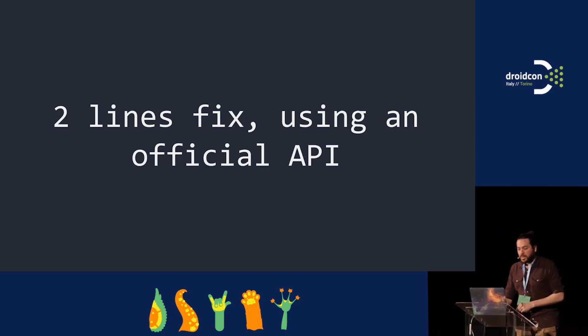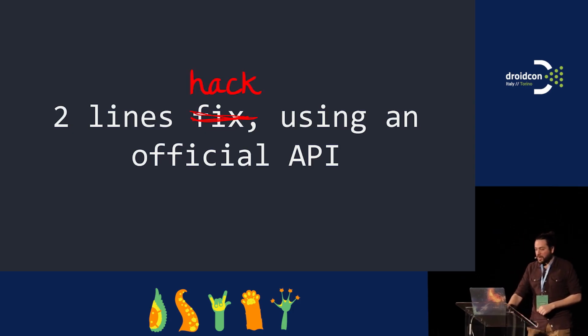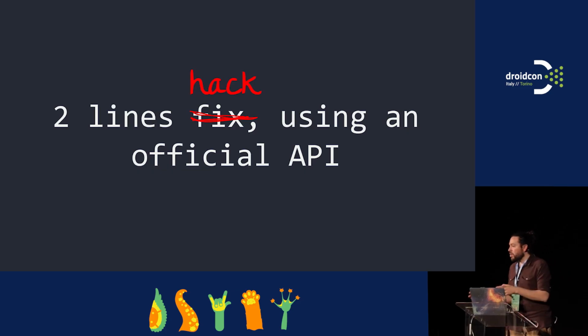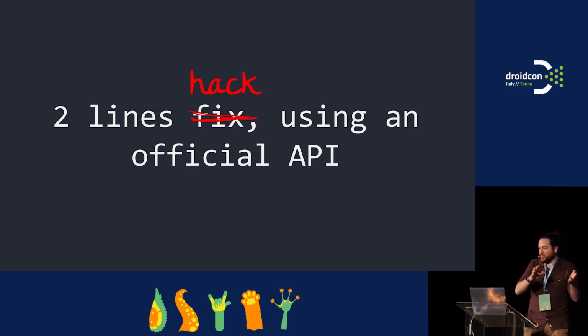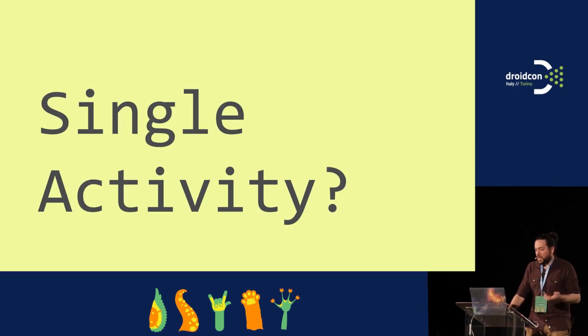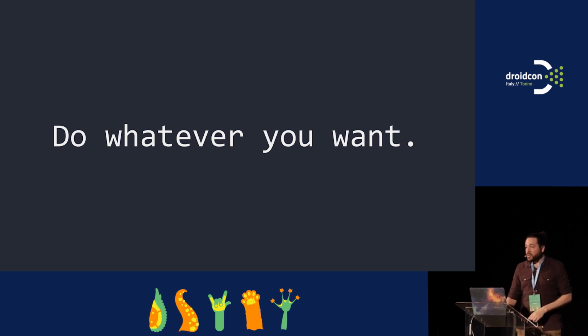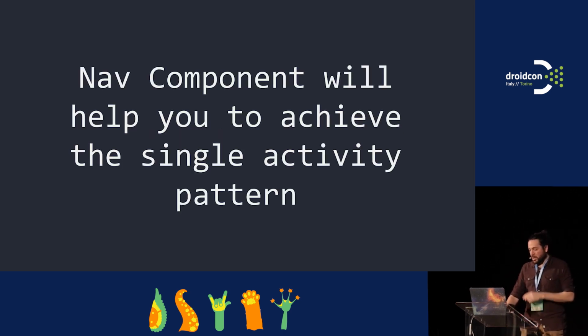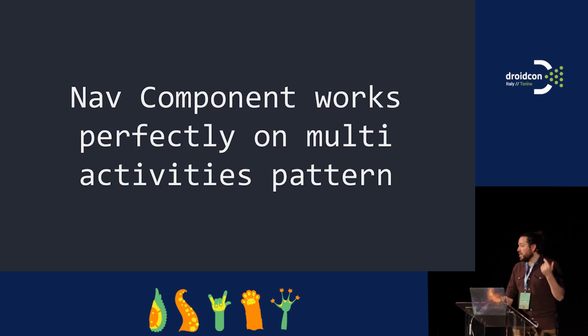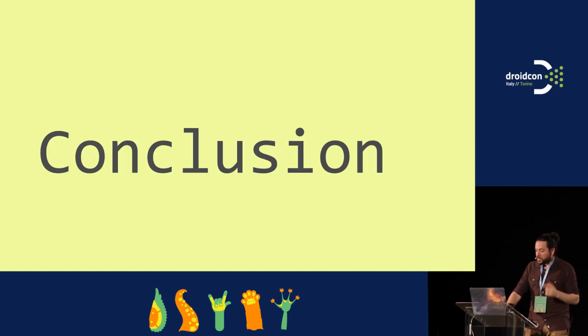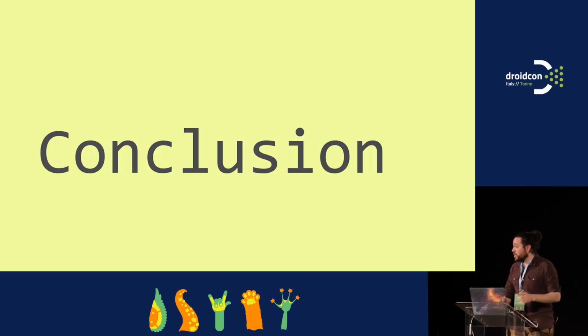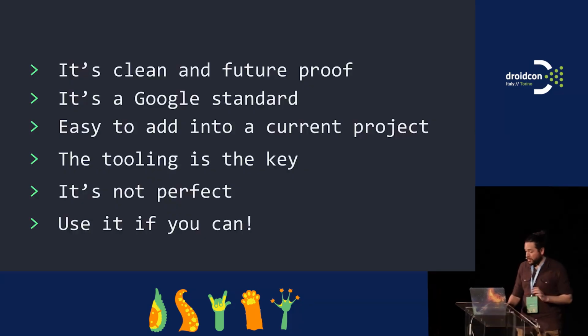I will conclude. But actually, it's a hack. I won't go into too much detail, but the fact that the context of the nav graph is given to the app is a hack. Single activity, what I want to say is very short: do whatever you want. Nav component is ready for multiple activities and single activity. It's really made for that, and it's really well made for that.